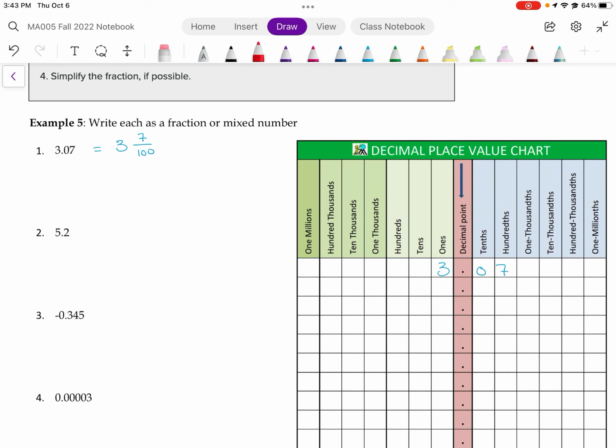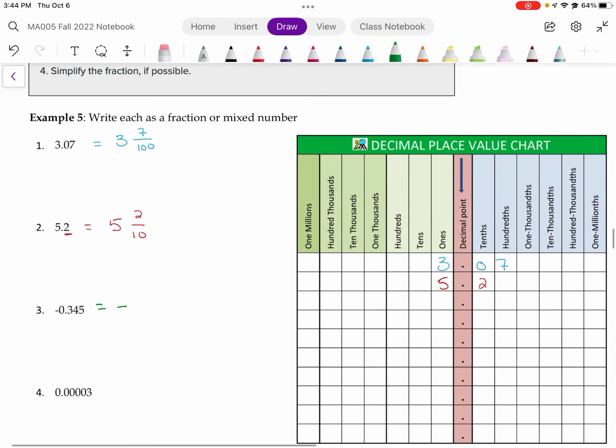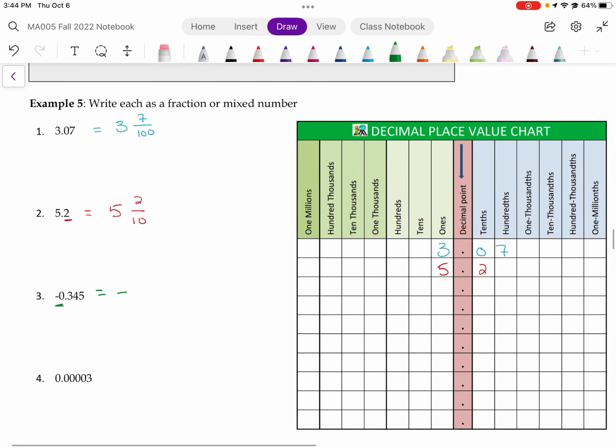Okay, next one, 5.2 as a fraction is going to be 5 and 2. Now 2 is right here in the tenths place, so that means it's going to be over 10, 2 tenths. We're not going to worry about reducing right now, but that would reduce to 5 1/5. All right, so the next one is negative, so just don't forget to put a negative. If you look up here, if the first thing is a 0, it's a proper fraction, not a mixed number, because there's no whole number at the beginning.